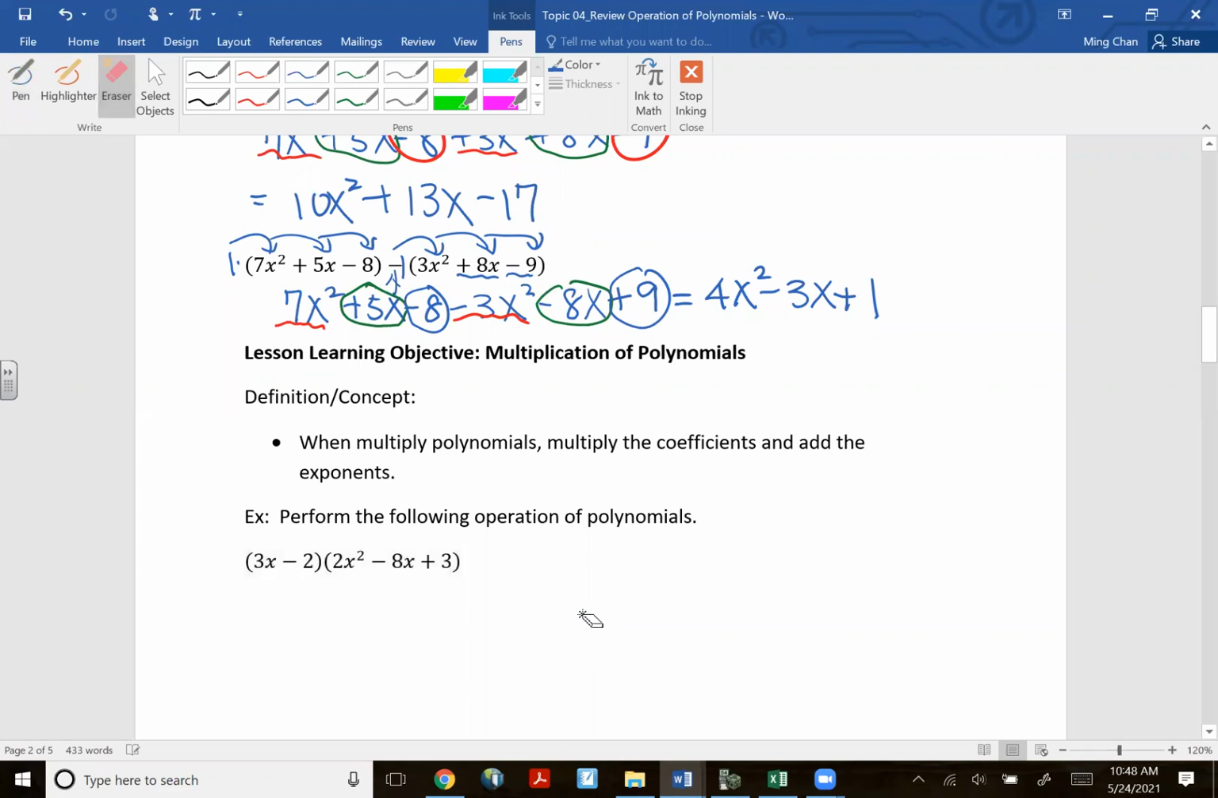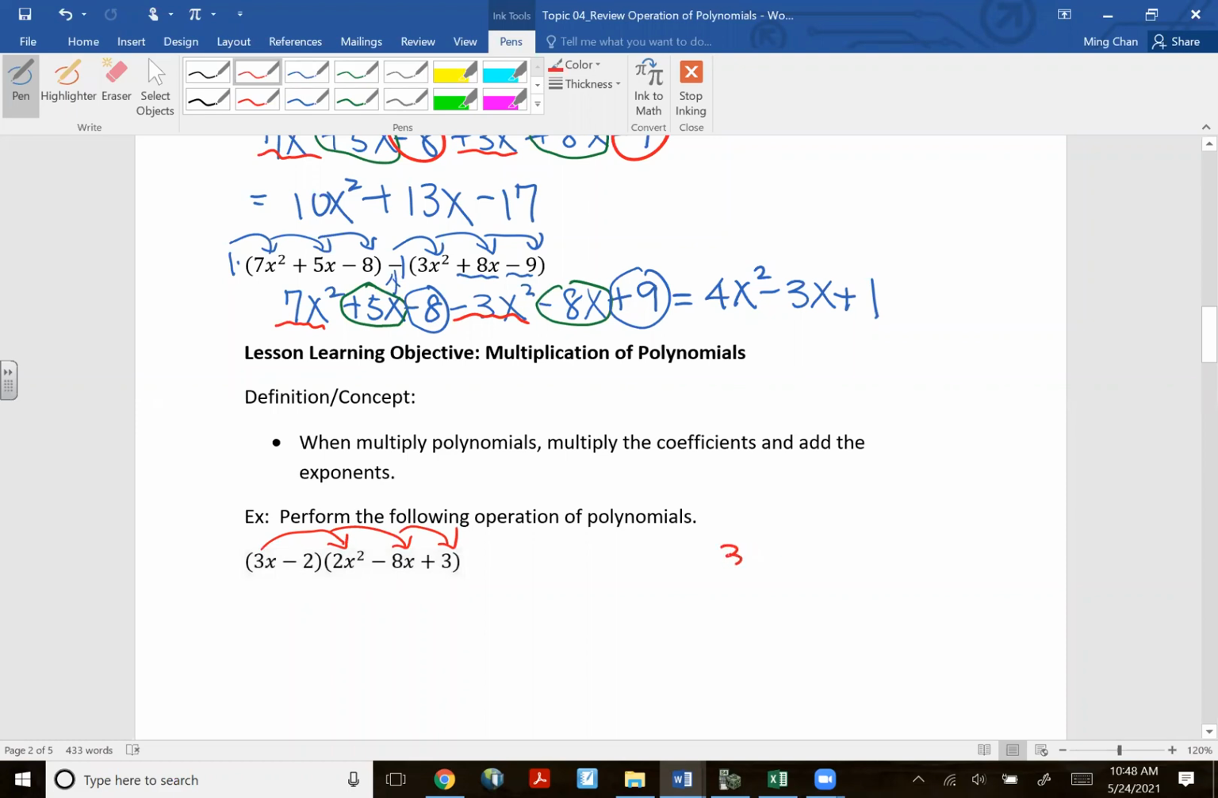If you need me to write it out, I can. But multiplication of polynomials is just like distribution. Since I have 2 terms in the first parenthesis, I will take the first term and distribute it to all the terms in the second parenthesis.